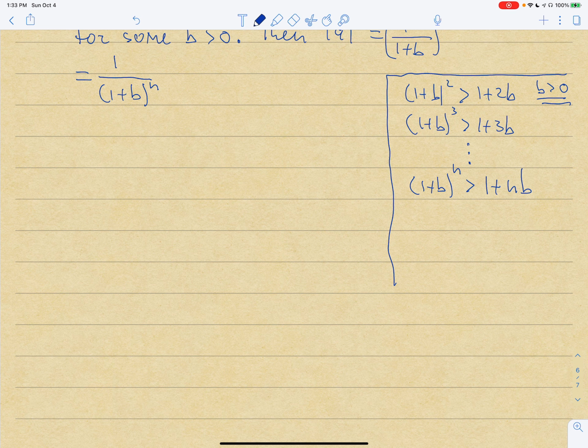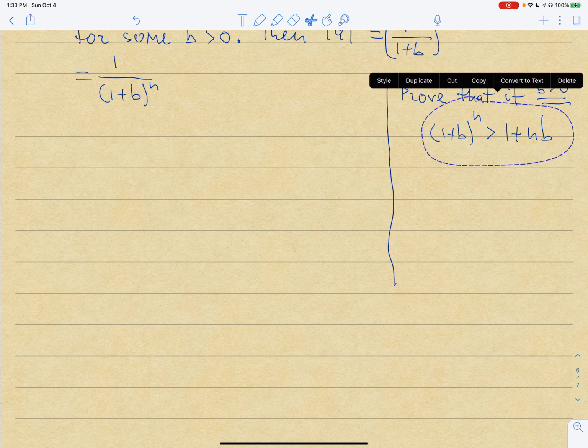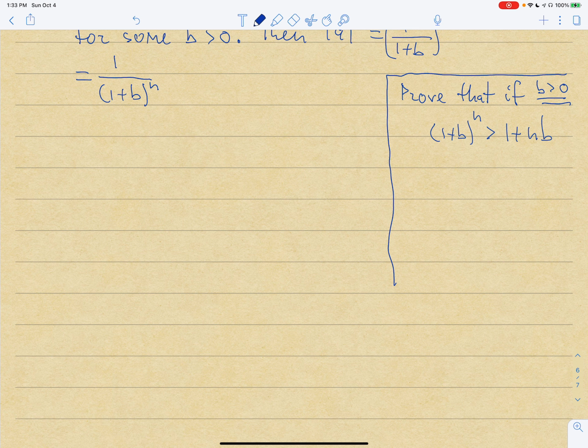So the base step we already showed. In fact, let me just rewrite this. So I'm going to get rid of these things that allowed us to make a conjecture. And I want to prove that if b is greater than 0, then this inequality will hold. Use induction.